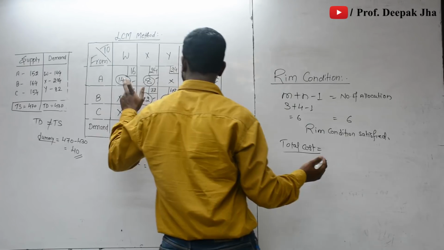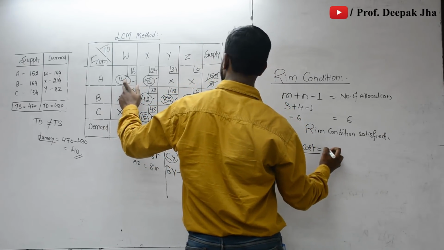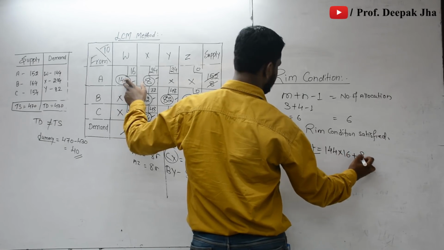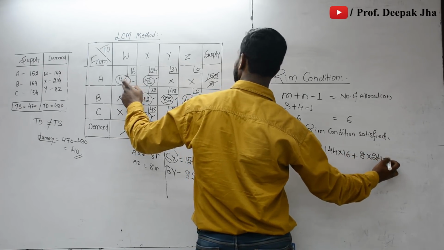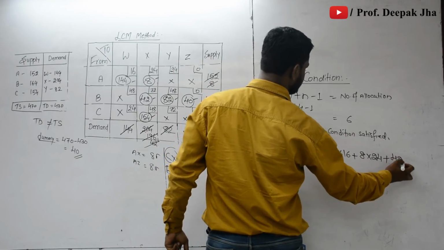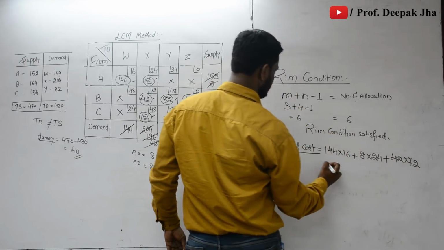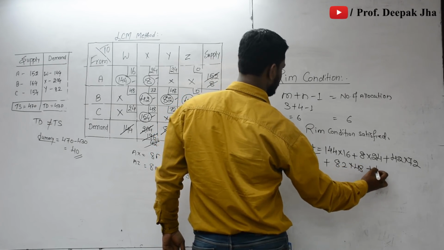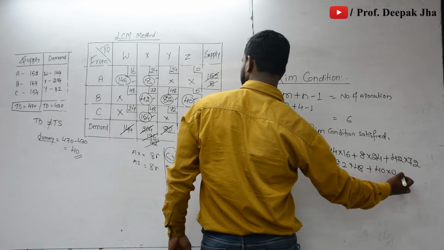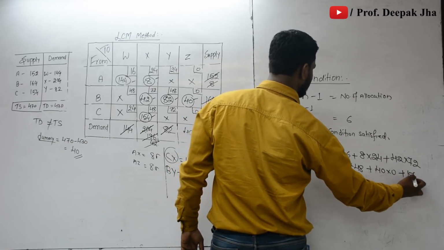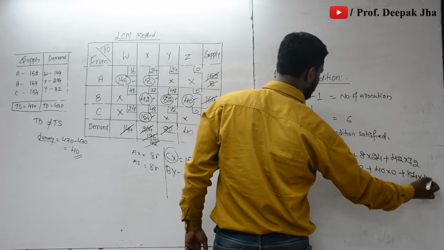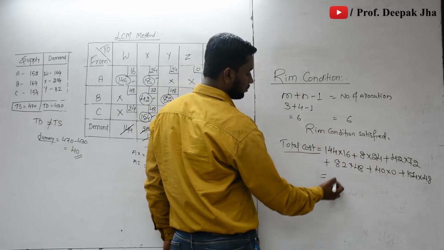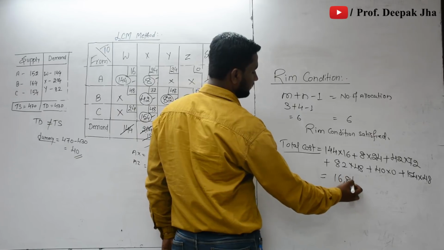So units multiplied by cost per unit. So units you have allocated 144, the cost was 16. Similarly 8, cost was 24. Similarly 42 units, cost was 72. Then 82 units into 48, 40 into 0 plus 154 into 48. And you have to multiply all this and the total cost will be 16,848.